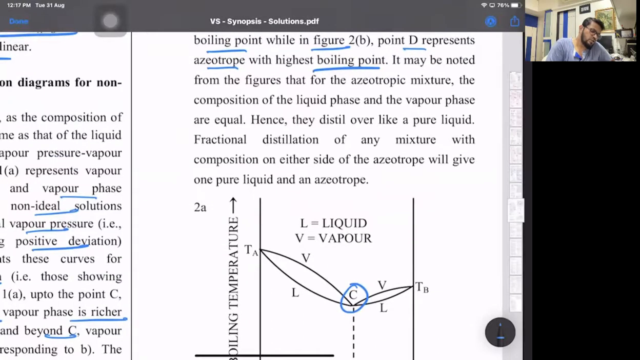From this azeotropic mixture, the composition of the liquid and vapor phase are equal. Hence, they distill over as a pure liquid. Fractional distillation of any mixture will give the pure liquid and an azeotrope. Now, this is a very important point.